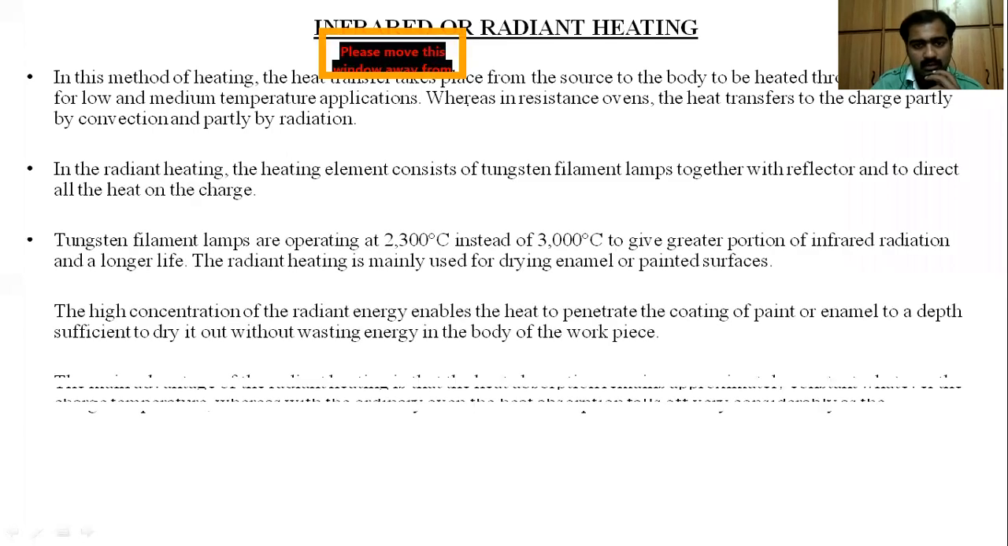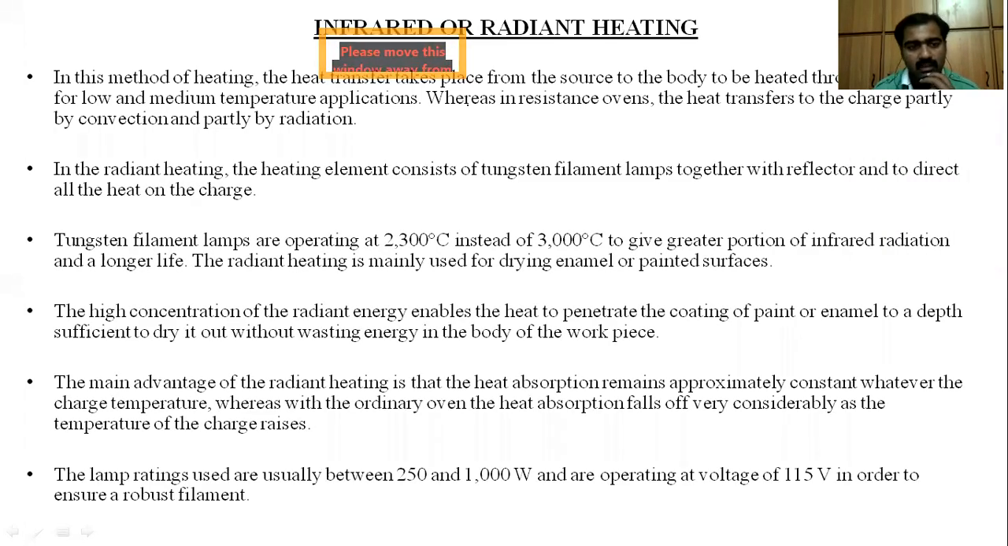So let us see the things. One of the main advantages we have to consider here is that the heat absorption in this method is approximately constant. In this method, what is the main advantage? The main advantage of radiant heating is that whatever heat we have produced for the substance to be heated, the substance absorbs it, and the absorption is approximately constant.